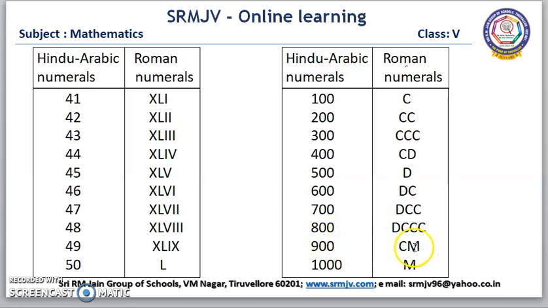Here can we write D, C, C, C, C for 900? No, we should not write like this. But we can subtract C from M. The value of M is 1000. We can subtract 100 from 1000. The value of M is 1000. Is it clear? Like that, we are using the rule to write the numbers in the Roman number system.